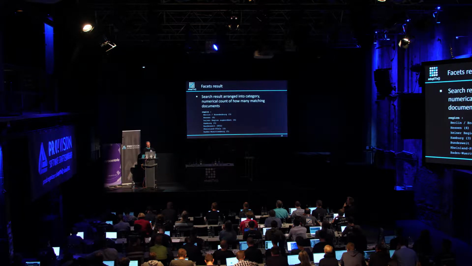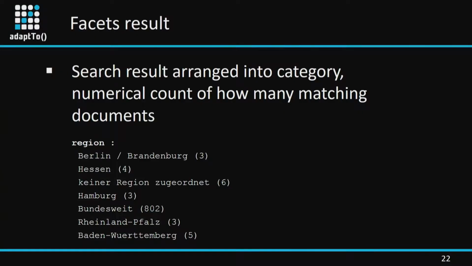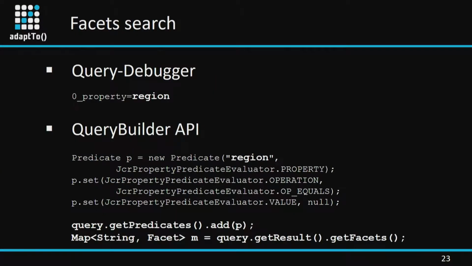So how facets looks like, I don't have to talk about that. Let me show how easy it is to use for a developer. In the query debugger tool, if you know that, it's a very good tool. You simply put an additional property, in this case region, and you could get the facets from this query debugger.